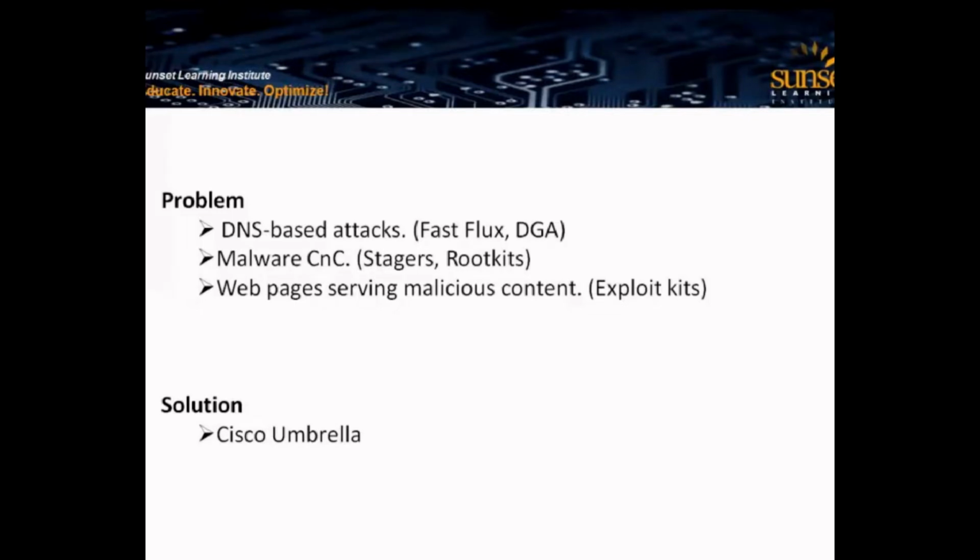The big idea with Cisco Umbrella is it's a cybersecurity tool. There are a couple types of attacks that we're worried about in our environment. A couple of them mentioned up here, like DNS-based attacks. Fast flux and DGA, the domain generation algorithm.